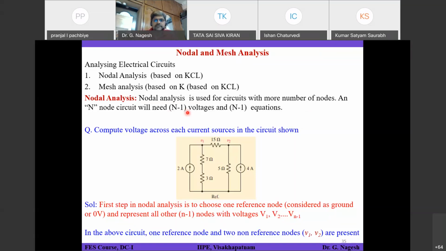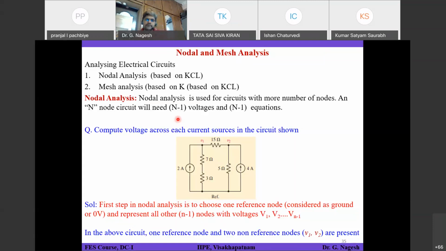why I'm saying n minus 1 is that if there are n nodes, one will be considered as the reference node. Reference node potential we mostly assume to be 0. So we have to find the voltages of the other nodes excluding the reference node, that means n minus 1 nodes, with respect to the reference node. So to know that, you have to get n minus 1 equations to find out n minus 1 voltages.